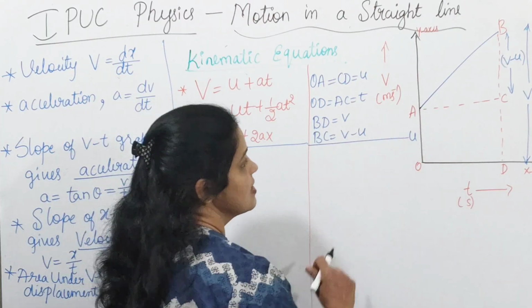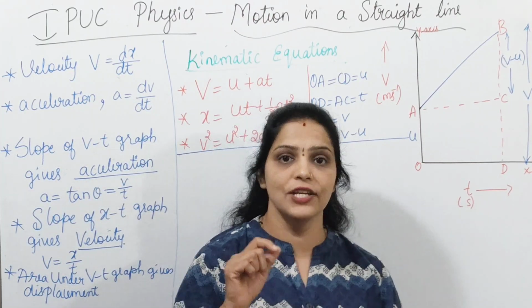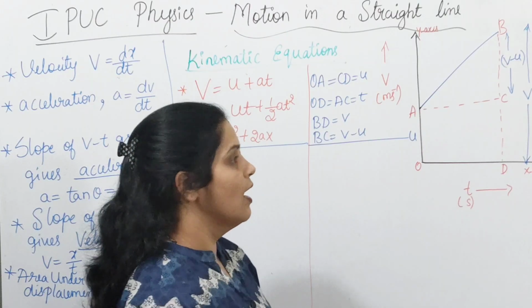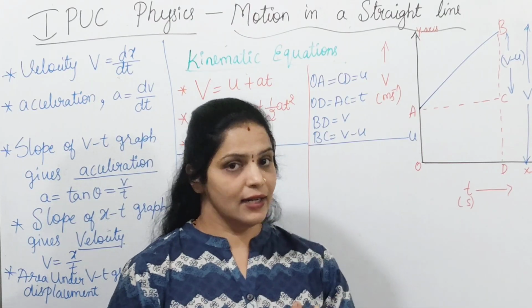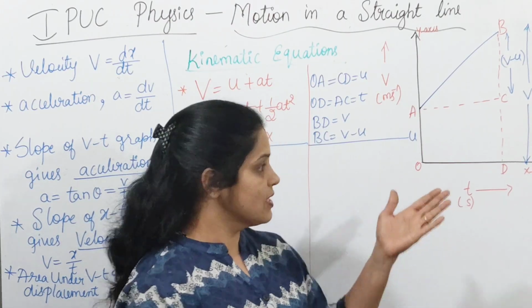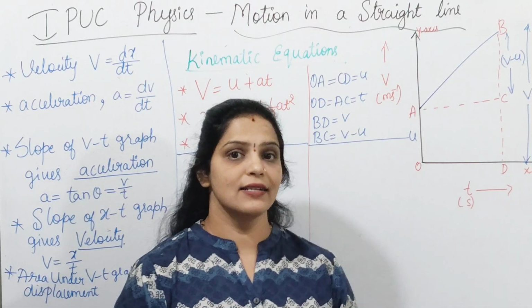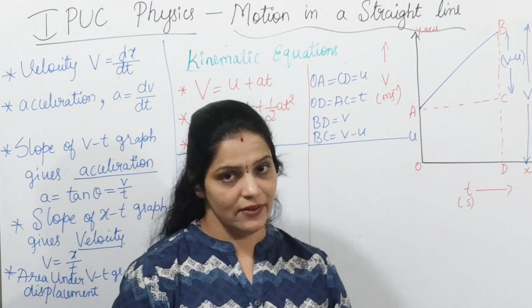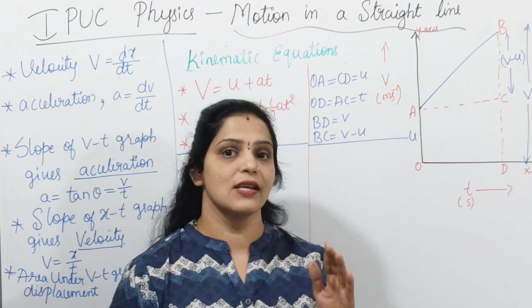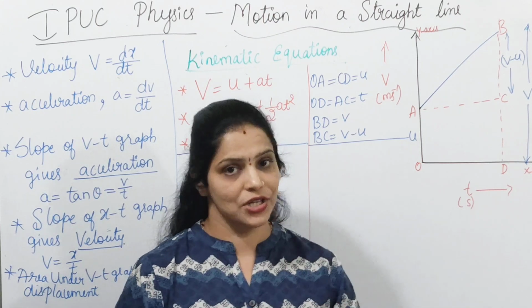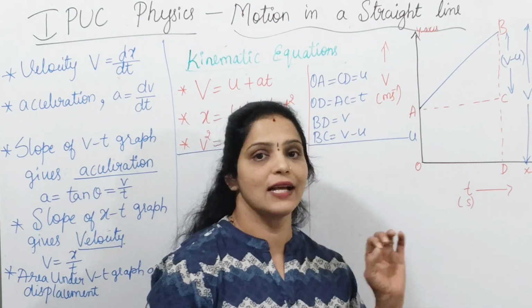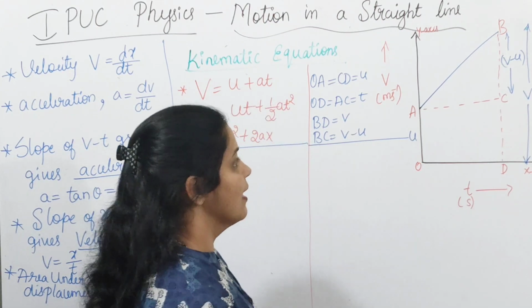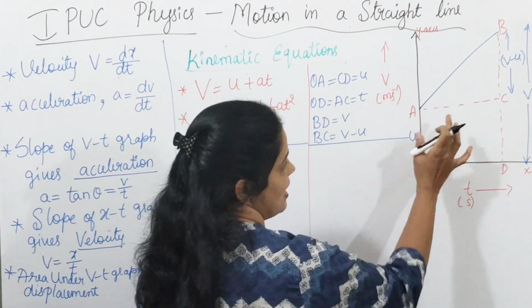Let us consider an object moving with initial velocity u, and in a time t it covers a certain displacement x, and it is moving with final velocity v. By that time it has uniform acceleration a. The body is having uniform acceleration a. Then the v-t graph looks like this.